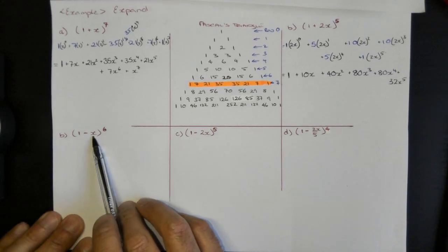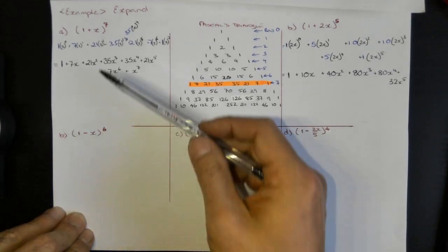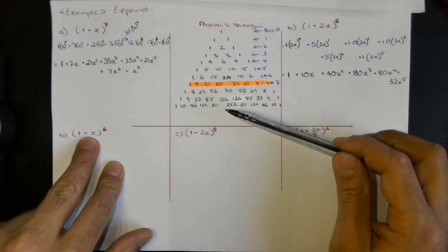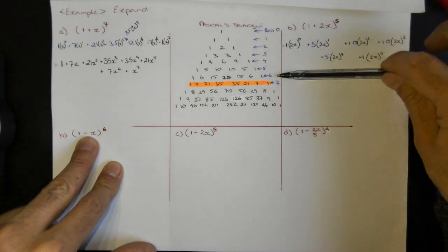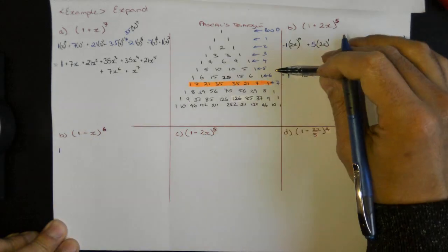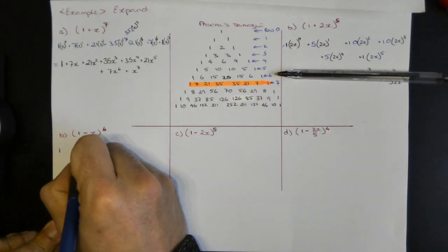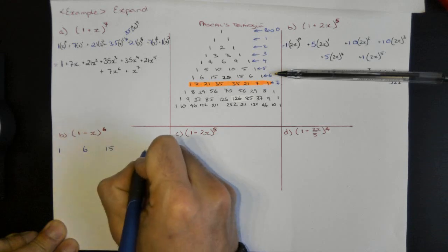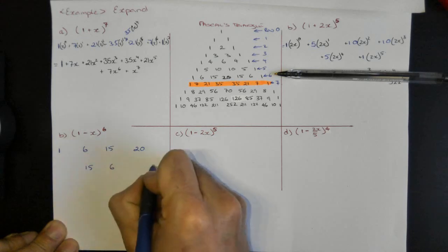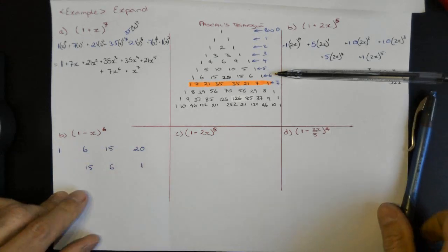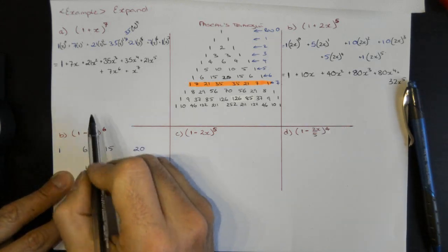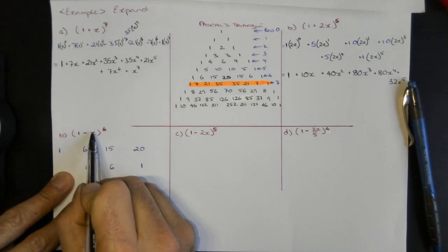We've got 1 minus x to the power of 6. Well, it looks a bit like this, but the difference is that the sign has changed. So we still operate the same way. We still go down the 6th line. I'm going to write it out quite large over 2 lines. So we've got 1, 6, 15, 20, 15, 6, and 1. I'm not going to do signs just yet. My second term is negative x.